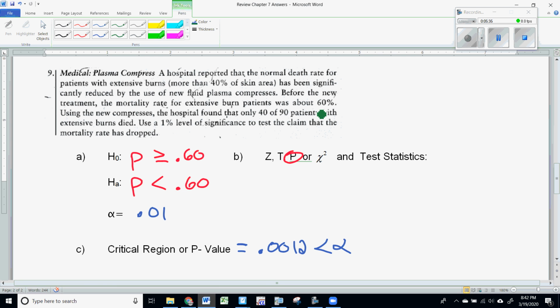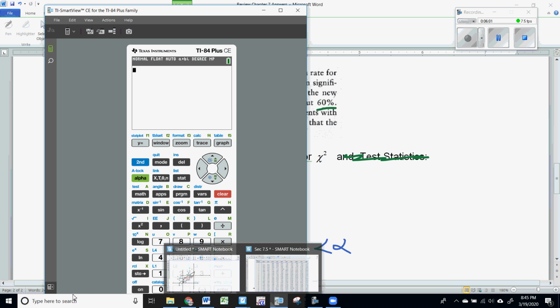So before, the mortality rate was 60%, and now we're testing the claim that it's gone down. It is a p-value. So we have a p-test, and we need to find our p-value. Once again, because it's a p-test, there is no critical region, there is no test statistic. Now on this one, let's go through and show how we would do this on both the calculator and GeoGebra.